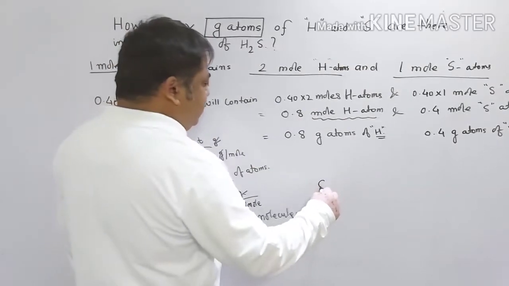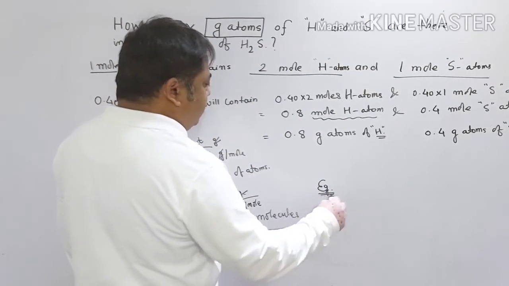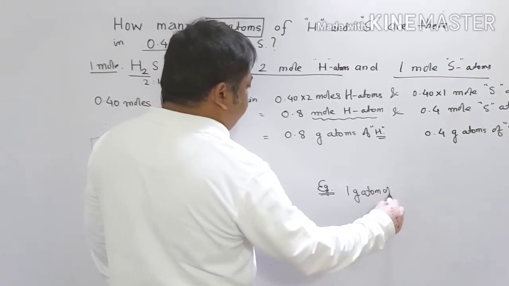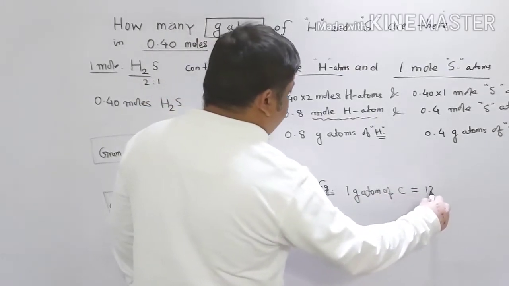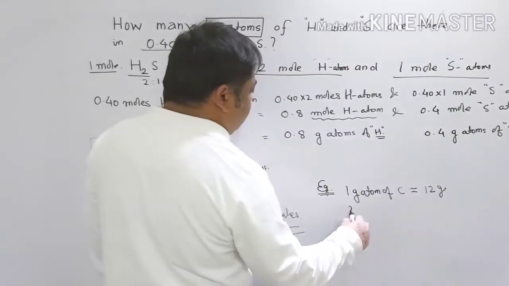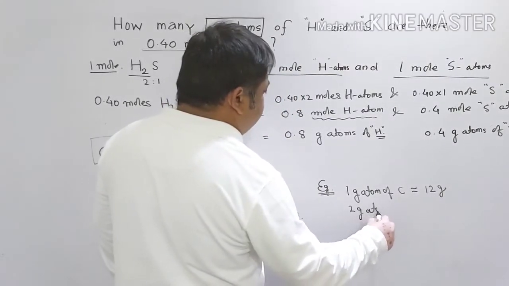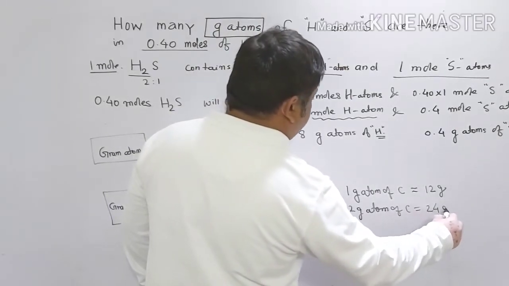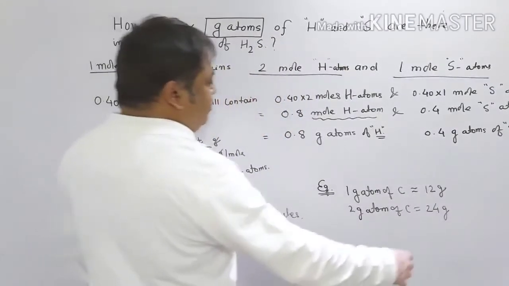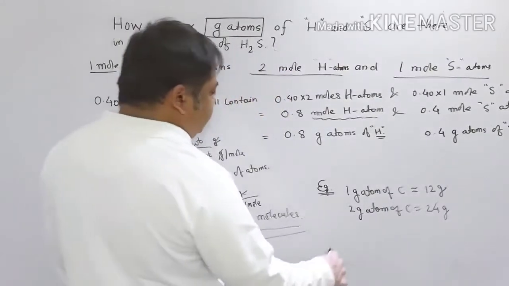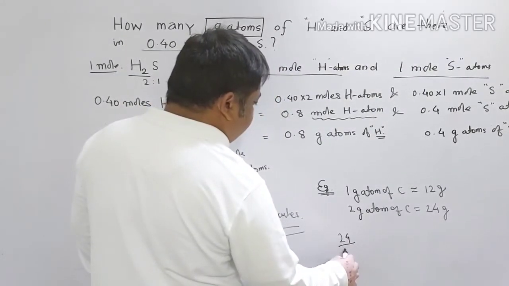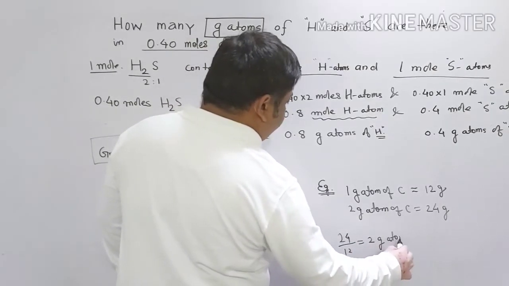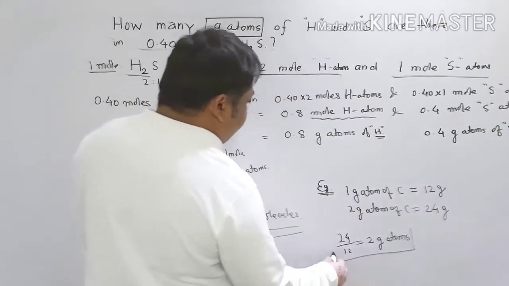Some examples I can give. 1 gram atom of carbon will be equal to 12 gram. 2 gram atom of carbon will be 24 gram. So if I take 24 gram as sample weight, then 24 by 12 will be equal to 2 gram atoms. So this is an example to understand.